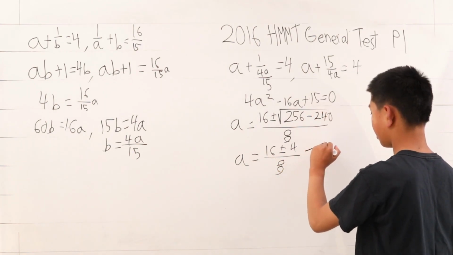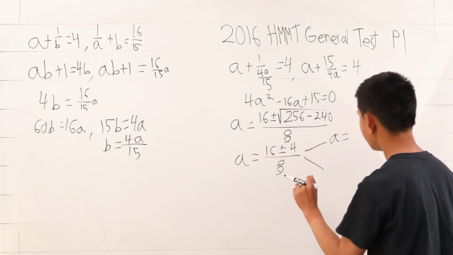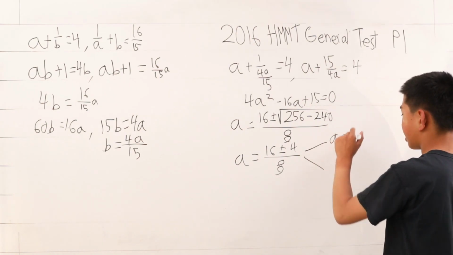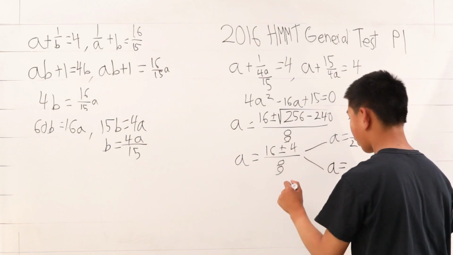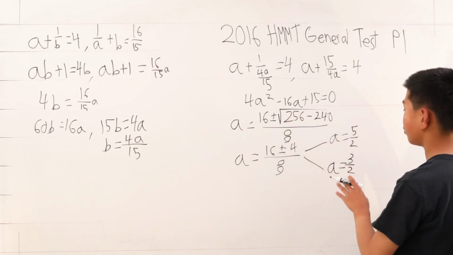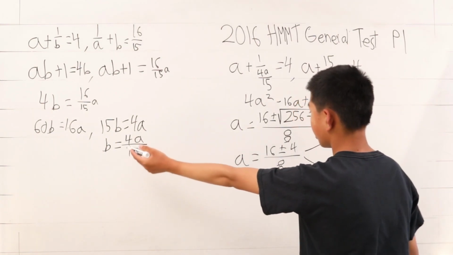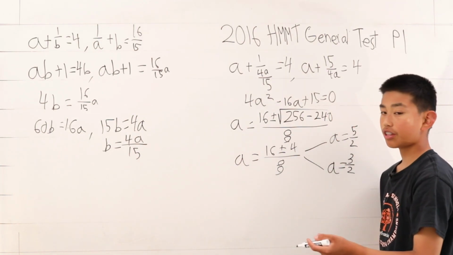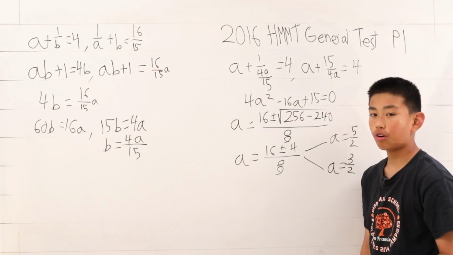From here, we get that either A is equal to 20 over 8, which is, what, 5 over 2? Yes, 5 over 2. That's when you add. When you subtract, A is 12 over 8, or simply 3 over 2. We have both values of A, 5 over 2 and 3 over 2, so we can now plug them in to this equation where B is 4A over 15. So once we do that, we have the two values of A and B. We can multiply them together to get our answer.